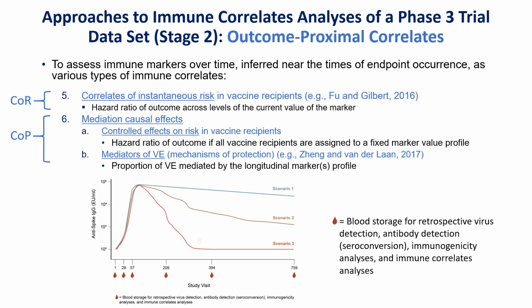Now for the stage two outcome proximal correlates, I'll just mention that we can also study correlates of risk by looking at what the marker levels look like near case occurrence and do some mediation as well.